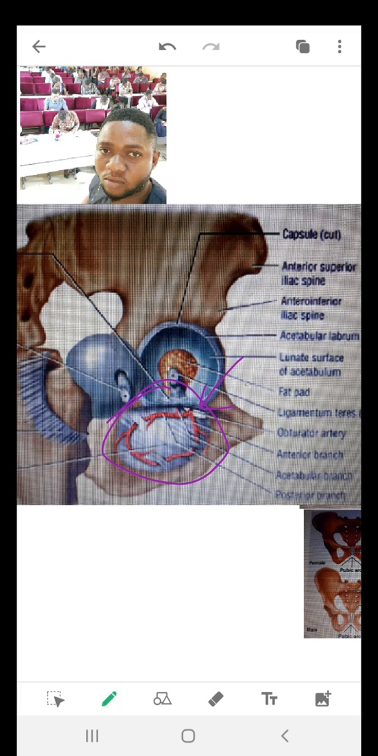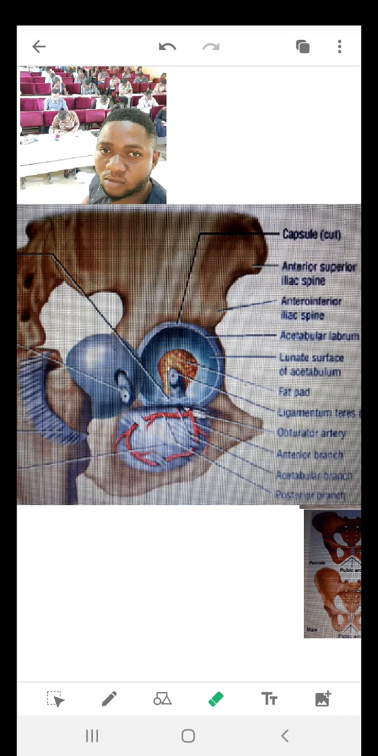The function of the obturator canal is for the obturator artery, the obturator vein, and the obturator nerve to pass through the foramen out of the pelvis. So here in the obturator canal, the obturator artery, obturator vein, and obturator nerve pass through this canal.